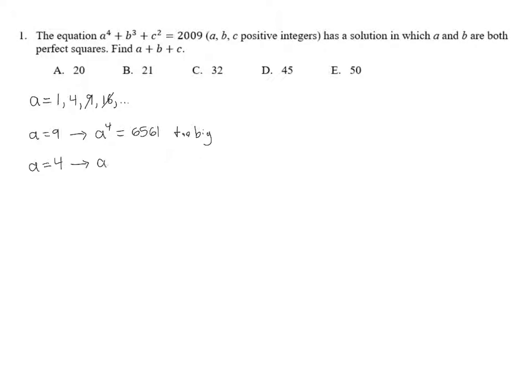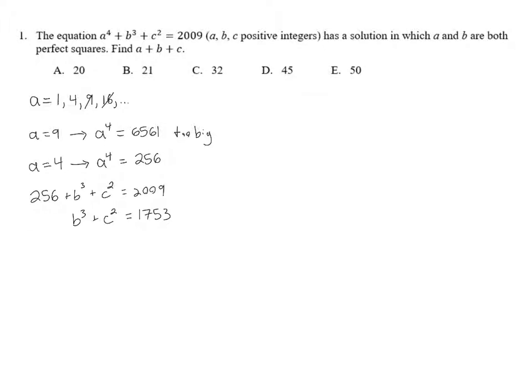If a equals 4, then the term a to the fourth ends up being 4 to the fourth, which is 256. We recognize that this is not too big, and we plug it into the original equation. We end up with 256 plus b cubed plus c squared equals 2009. And we can subtract 256 from both sides to simplify things, giving us b cubed plus c squared equals 1,753.